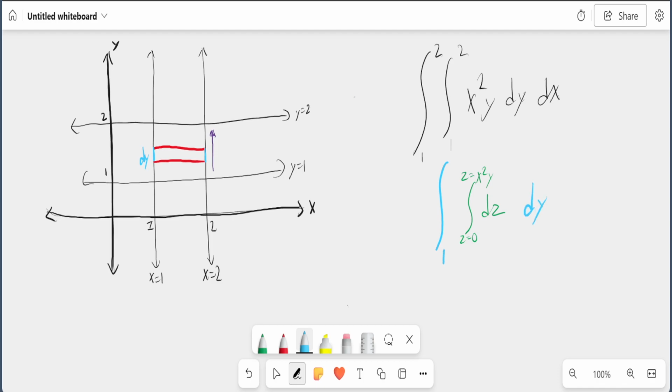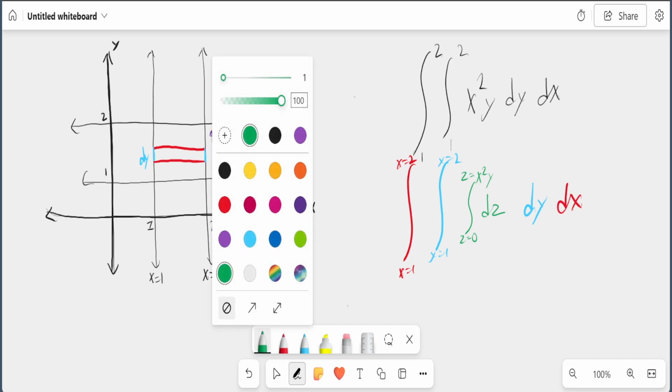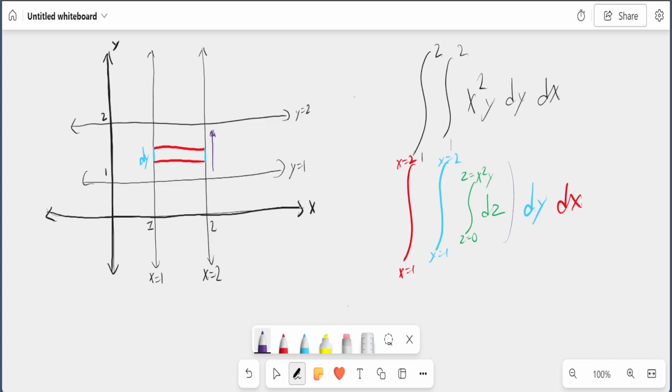From 1 to 2. I'll write out the y's. Y is equal to 1, y is equal to 2, and then this one is x is equal to 1, x is equal to 2. This is the exact same thing you guys do when you have something in the integral, right? You just have 3 for loops instead of 2.